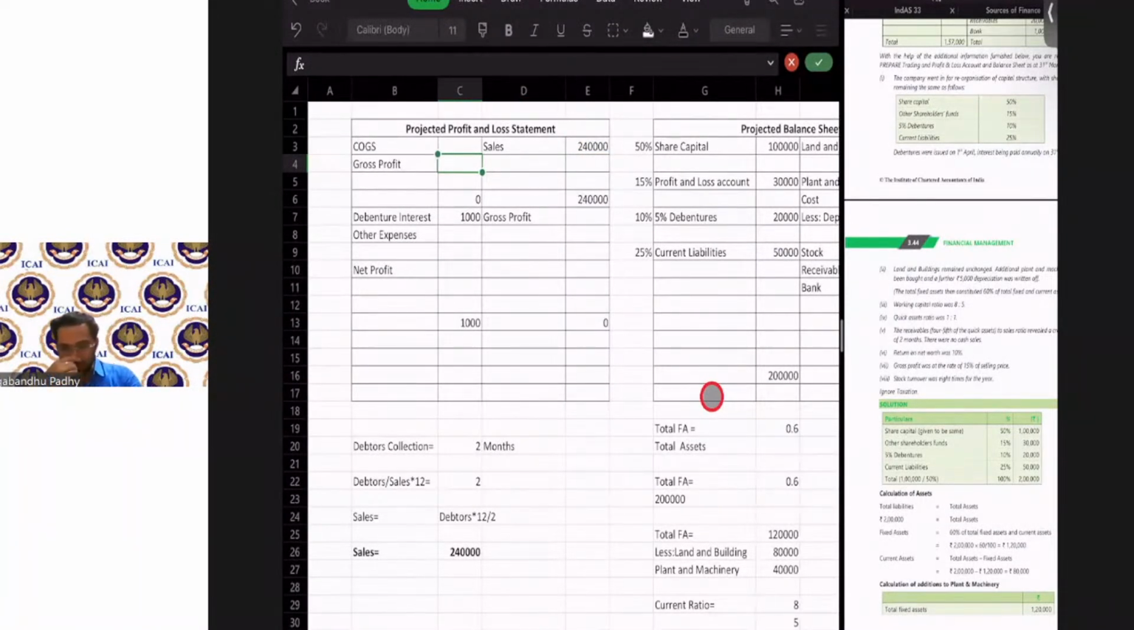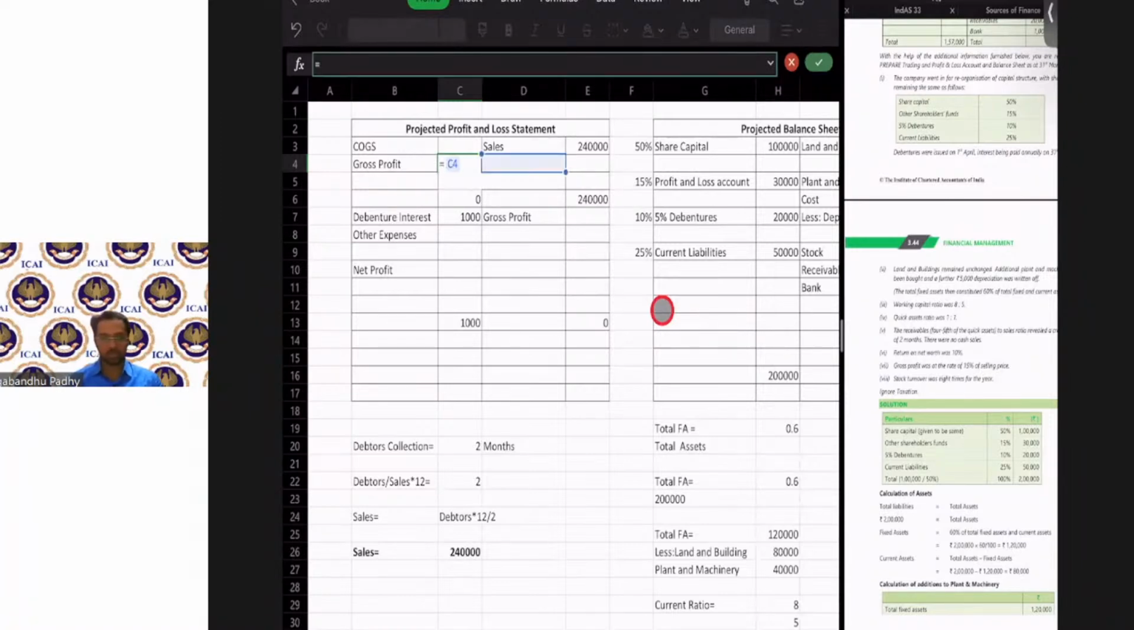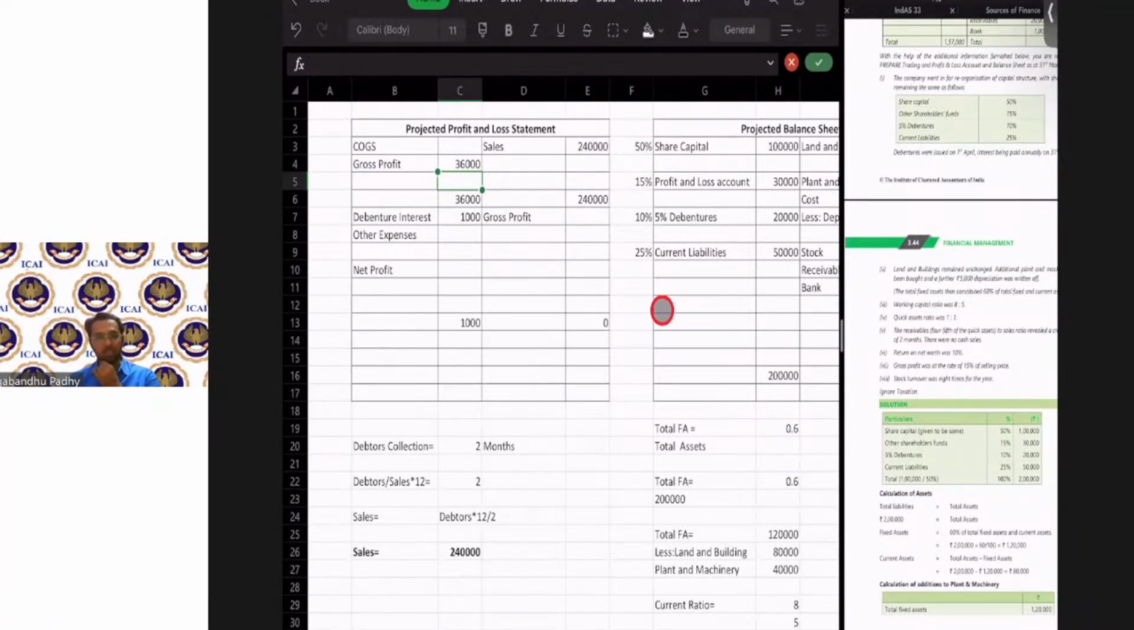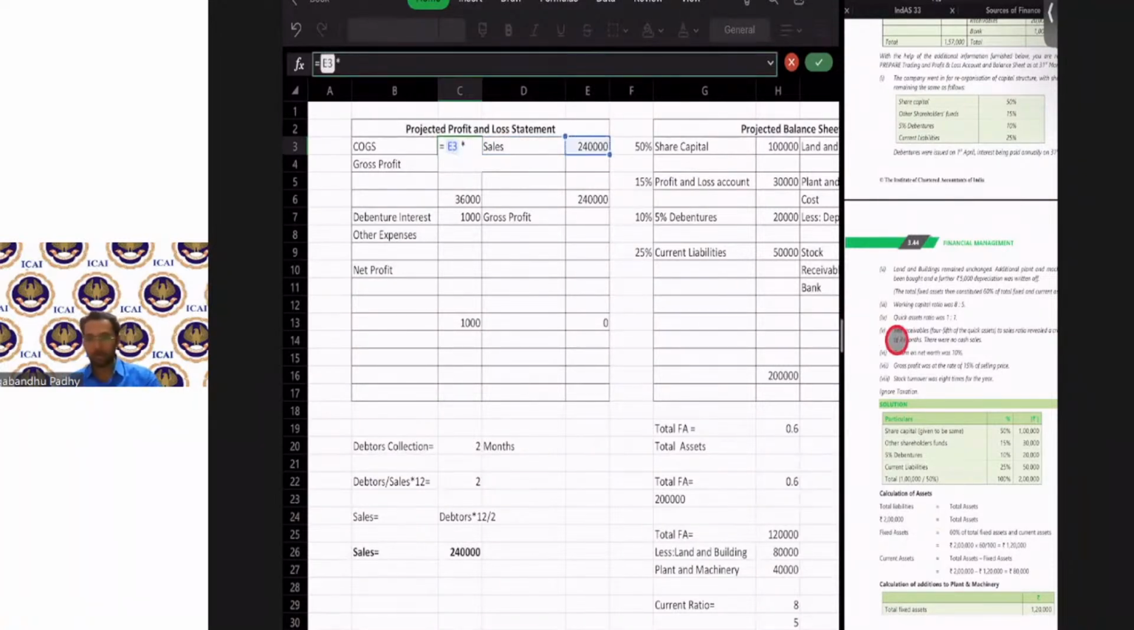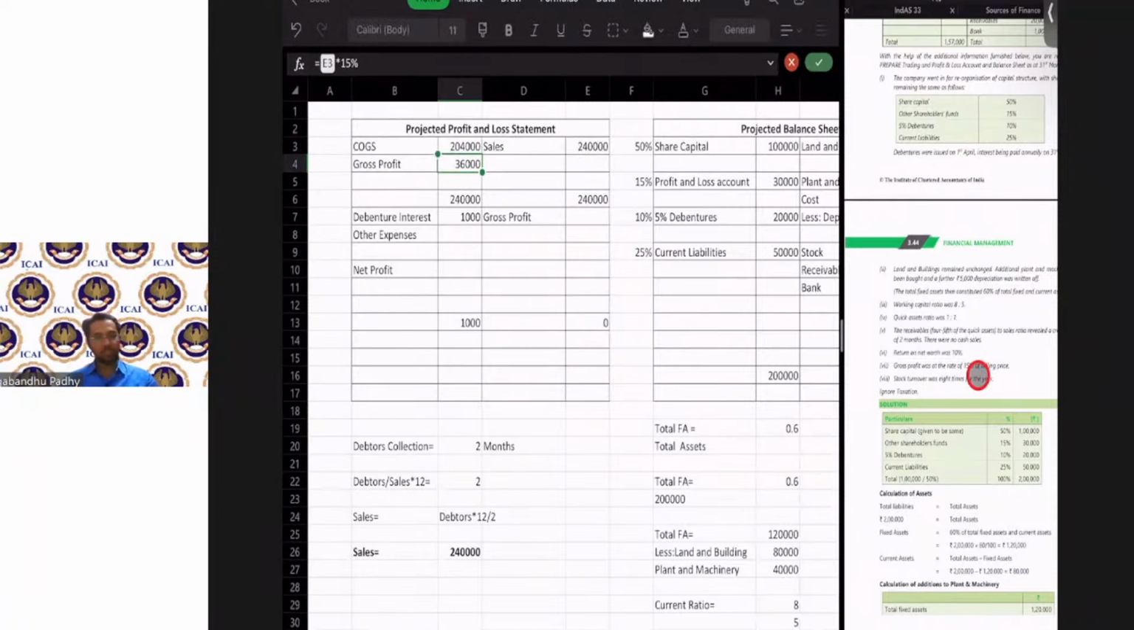What about COGS? Gross profit was at the rate of 15% of selling price. So of course, this is going to be the sales multiplied by 15%. 36,000 is the gross profit. But obviously, the COGS is going to be the sales multiplied by, since 15% was your GP, 85% will be COGS. This gross profit is what we carry forward. 36,000.